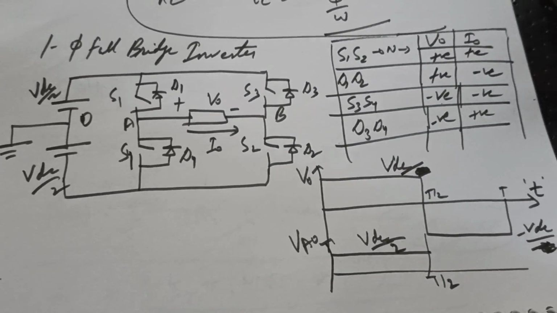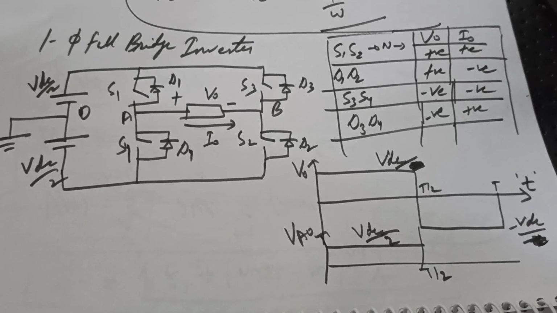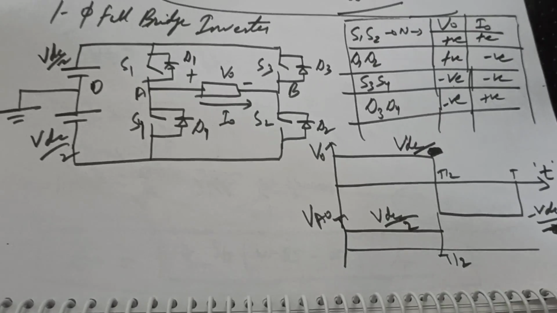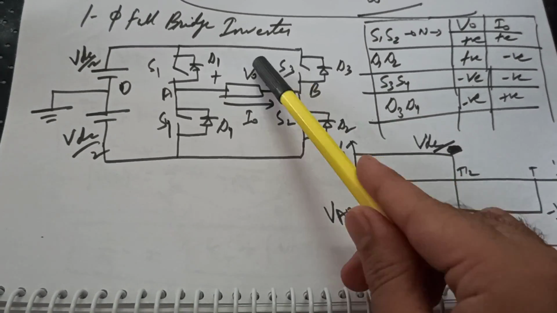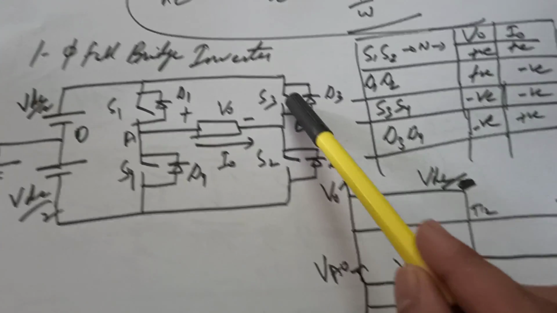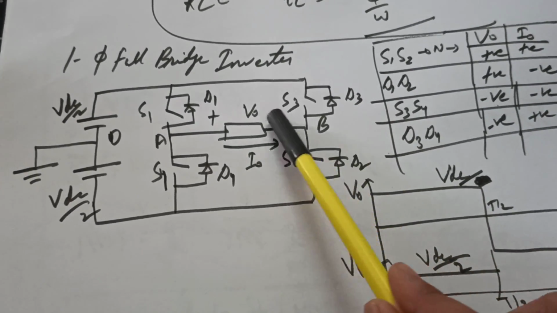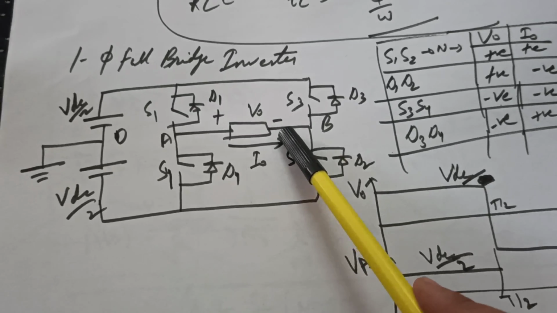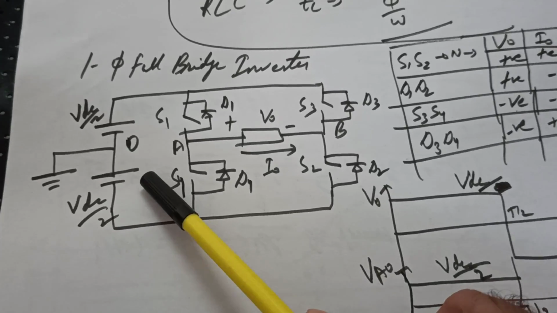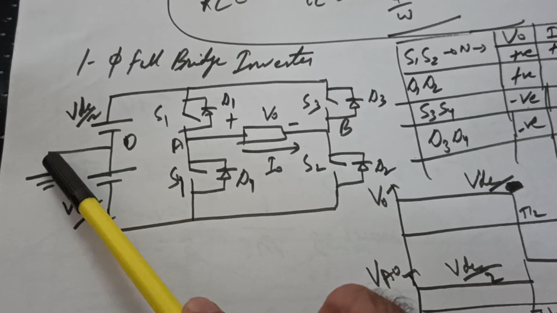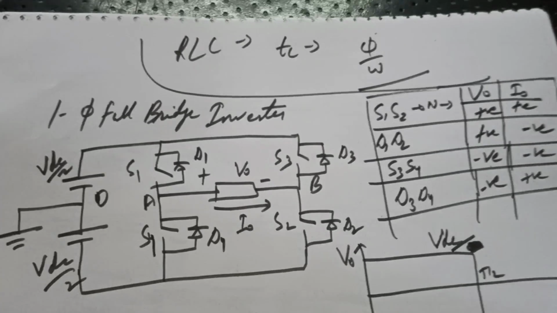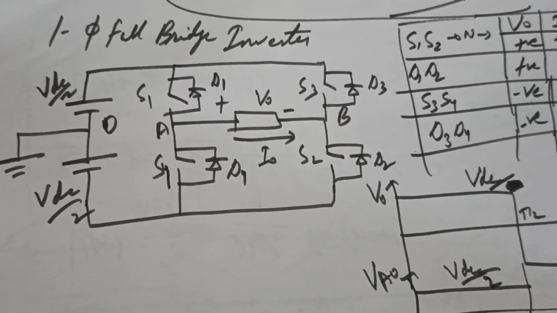First of all, coming back to the full bridge inverter, that is this one, you can easily understand that 1, 2, 3 and 4 are the four switches connected across the load. This is the source VDC by 2, again VDC by 2, these are the sources. This is termed as the pole. The 0 is termed as the pole or grounded.